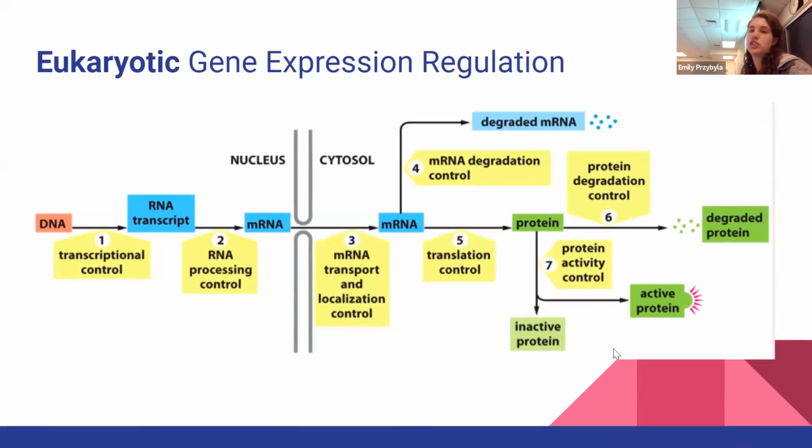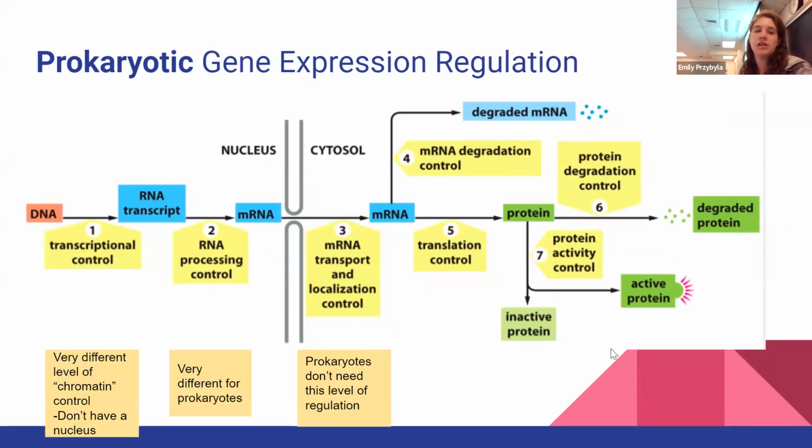Here's a fun little schematic for eukaryotes. And it shows all the little steps where all this stuff is happening. And then in prokaryotes, there's different levels of chromatin control because they don't have a nucleus. RNA processing, obviously we're not doing alternative splicing or anything because we don't even have introns. And we're translating at the same time, so we don't need to process the RNA. And then mRNA transport and localization, we don't do that in prokaryotes because there's no nucleus. So it's kind of weird that they show the nucleus in the cytosol in the prokaryote, you know what I'm saying? It's all happening in the cytosol. So I don't want that to throw everyone off.